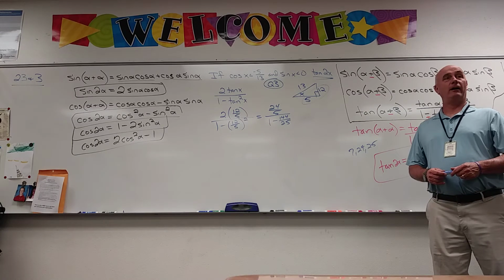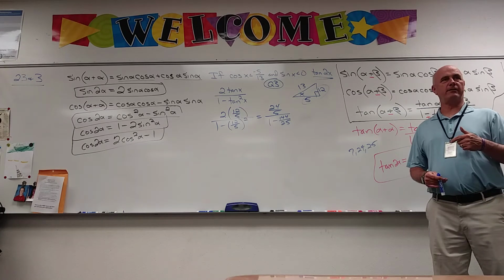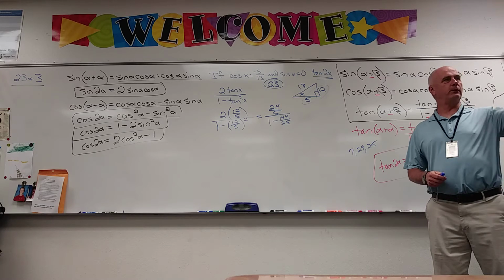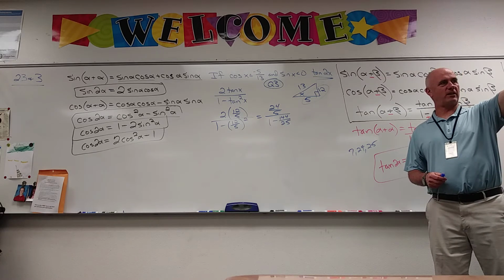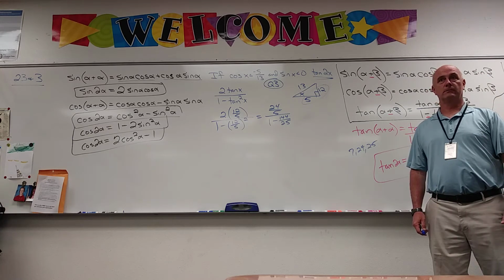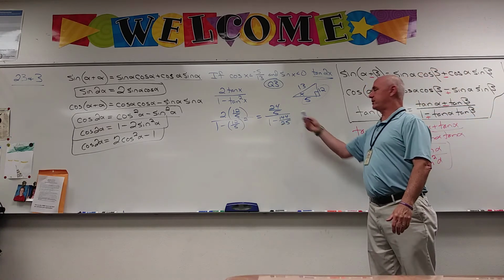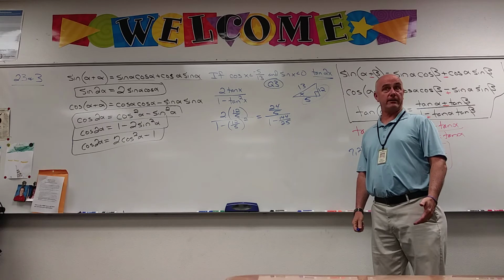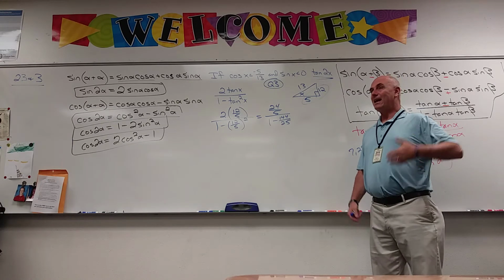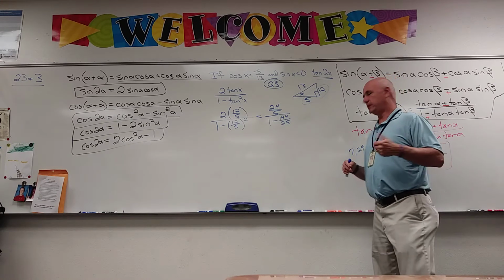Before yesterday, I'm not sure we would have done that. Before yesterday, what did you guys say first? Simplify the bottom. You would have done 1 minus 144 over 25. You wouldn't have liked it, but that's what you would have done. Either way is totally fine.